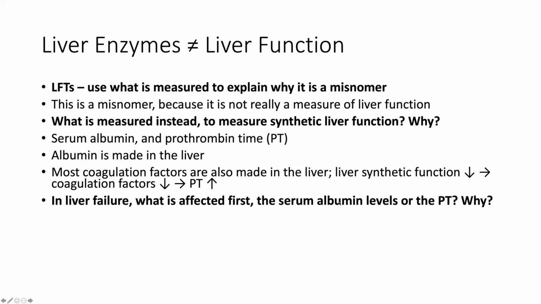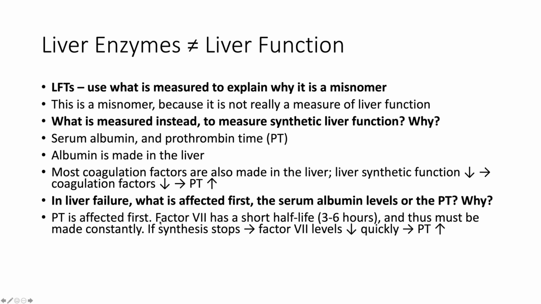So if I were to stop making all proteins, what levels are going to decrease first? The coagulation factors will decrease first. Exactly. So PT is affected first. That is because factor 7 in particular has a very short half-life, somewhere in the order of 3 to 6 hours. So if I stopped making proteins, my factor 7 levels within 5 hours would be half. And within 6 to 12 hours, they would be like a quarter. That's very quick. Within a day, I would have basically very little factor 7.